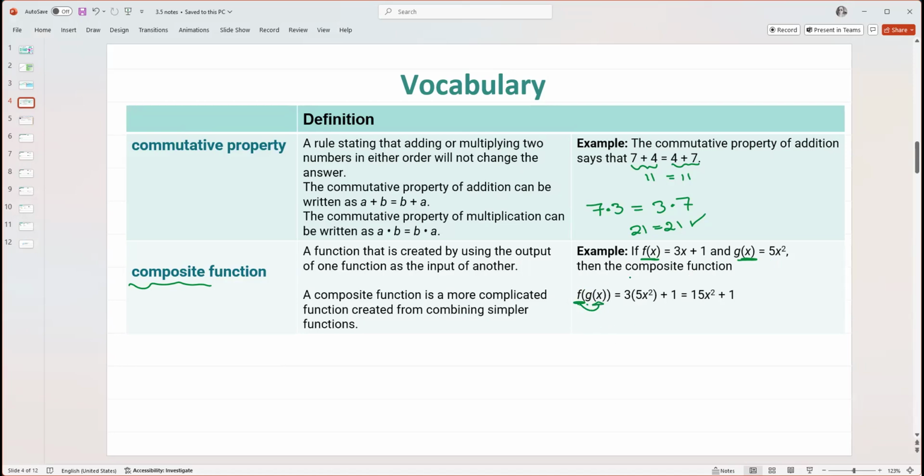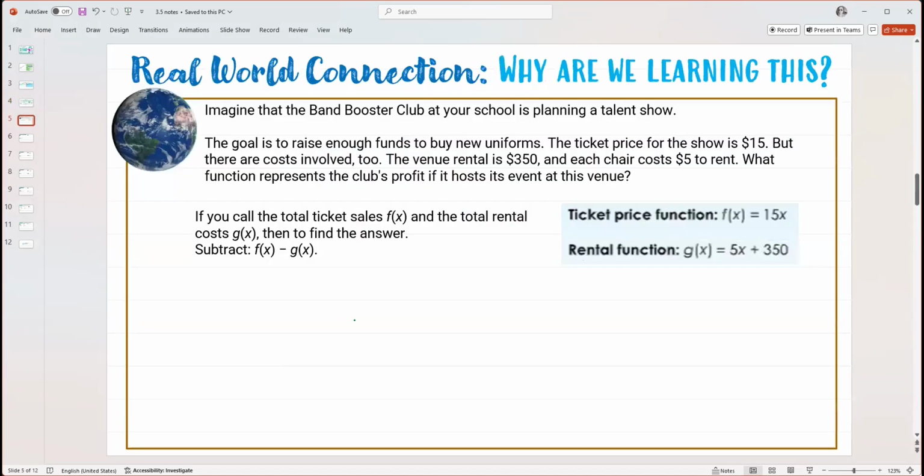So if we started off, the f function was 3x plus 1. So where I see the x, I'm going to put in 5x. I'm going to replace it with a 5x squared. And then you're just simplifying. So 3 times 5x squared, 15x squared. Plus 1, that wasn't affected, so stays plus 1. So that's a lot of what we're doing today.